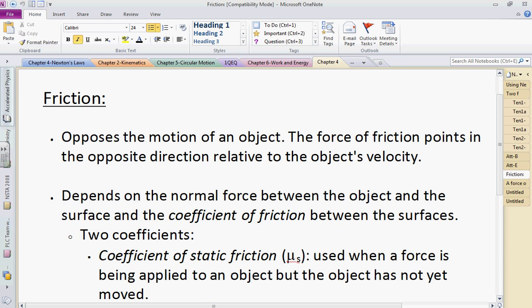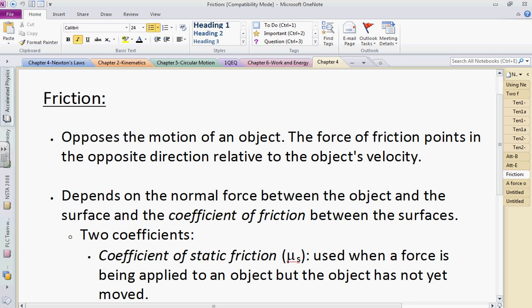So to start off with, when you are working a problem that has friction within the problem, keep in mind that friction always opposes the motion of an object. So when you're drawing your free body diagram and the object's velocity is in a certain direction, make sure that the force of friction is pointing in the opposite direction relative to that object's velocity.